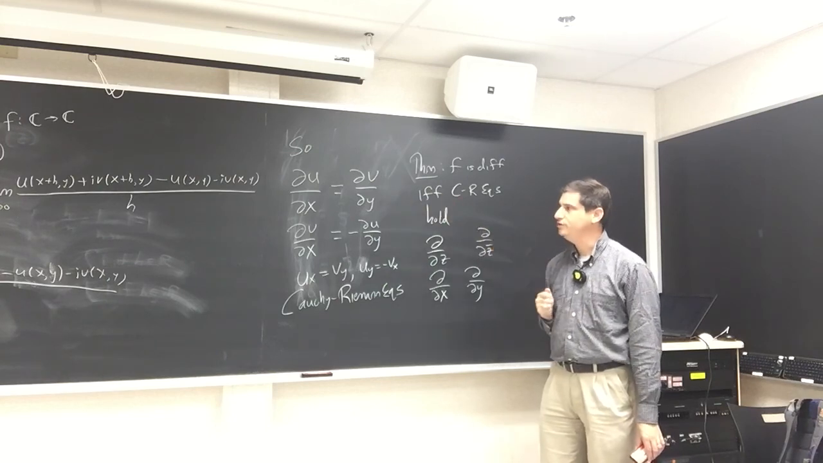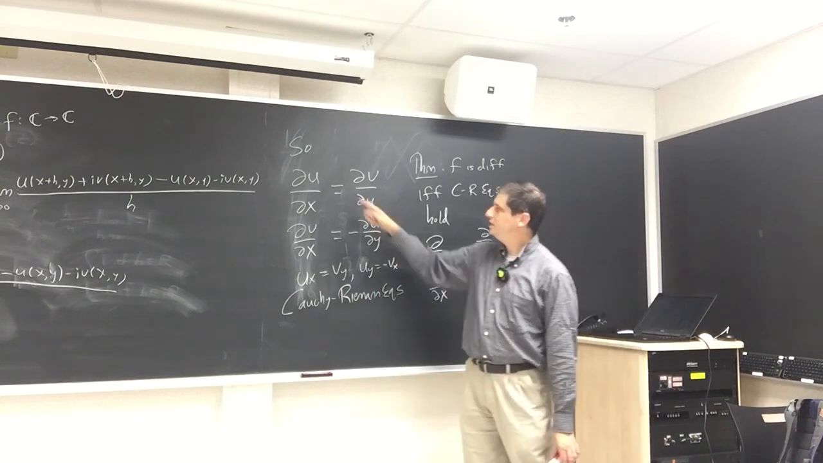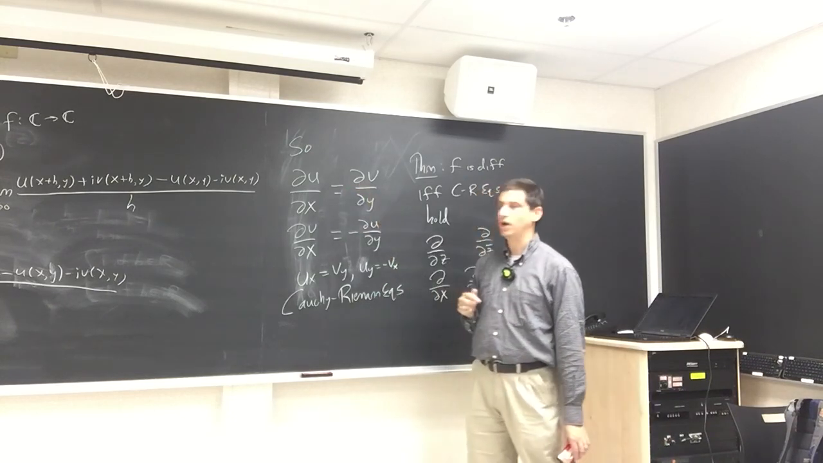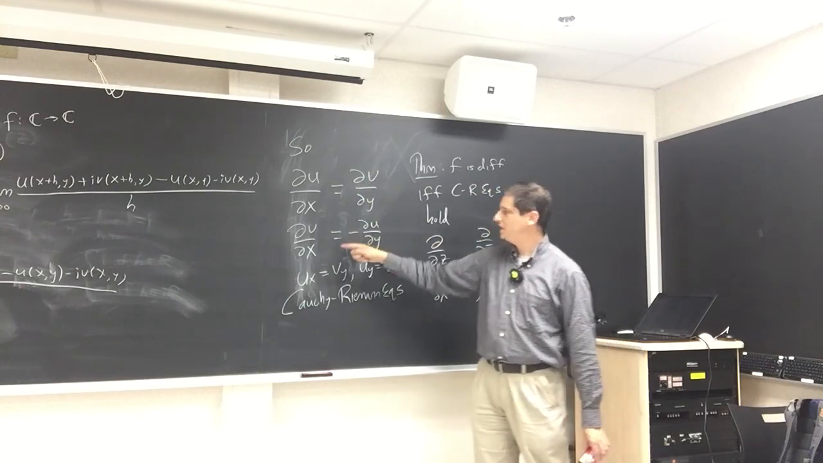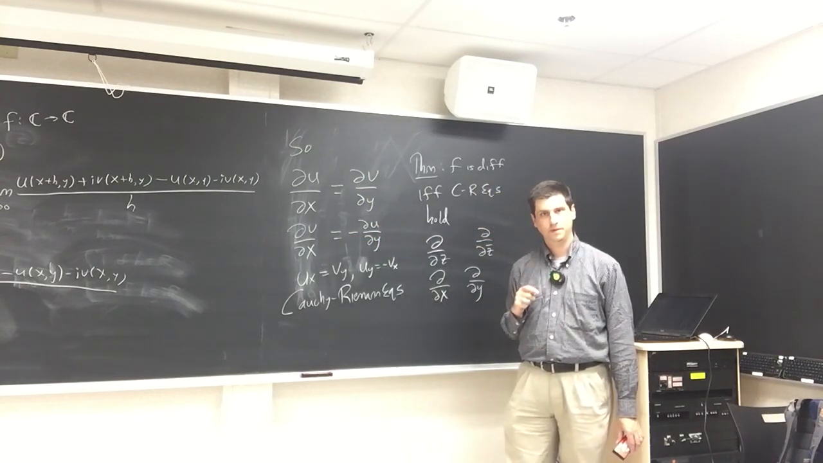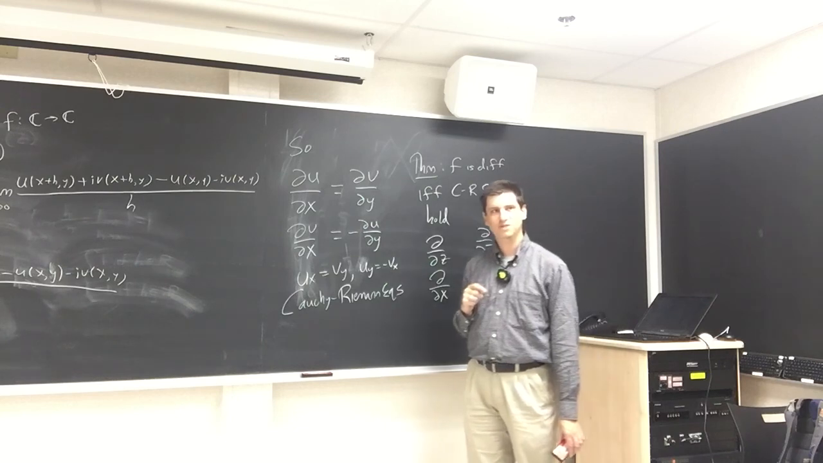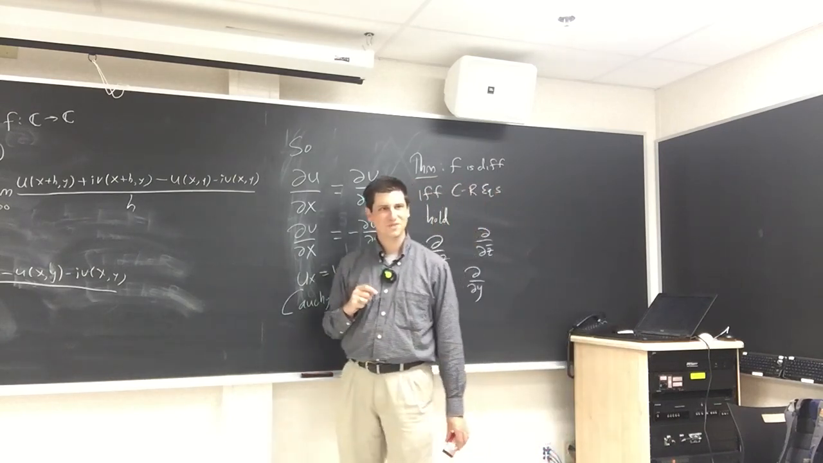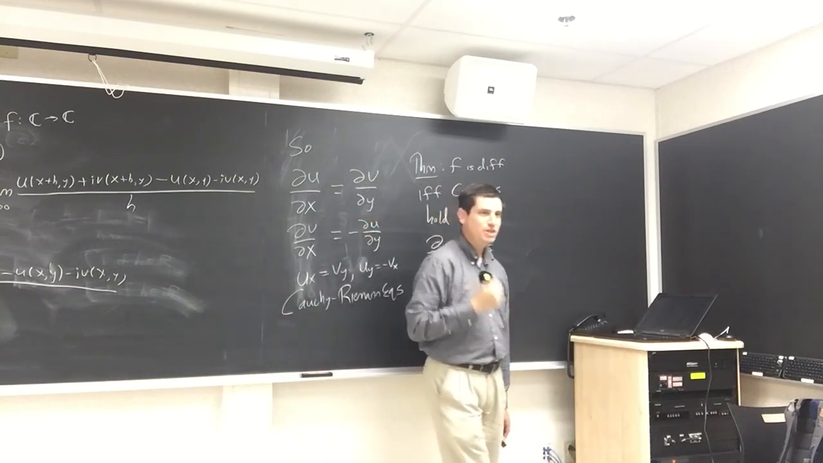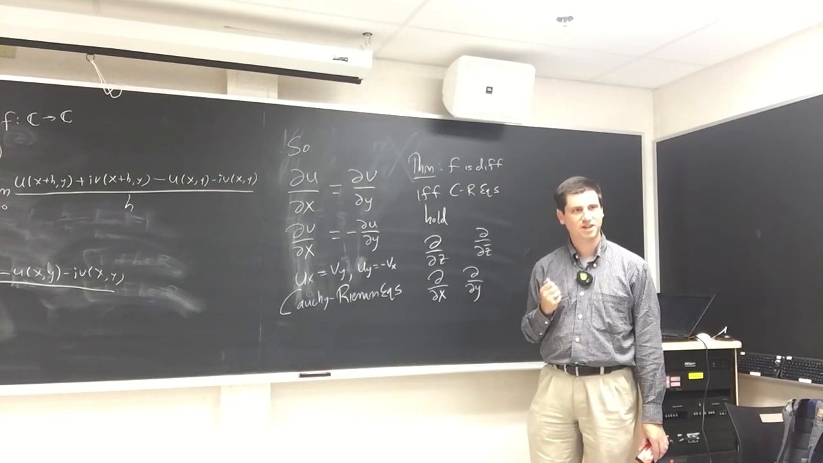Now we know the Cauchy-Riemann equations hold. So what does that mean? It means du/dx minus dv/dy equals 0, and dv/dx plus du/dy equals 0. What's the hardest part in remembering the Cauchy-Riemann equations? What's the most difficult part? Which one takes the negative sign? How can you easily either remember or quickly rederive which one takes the minus sign?